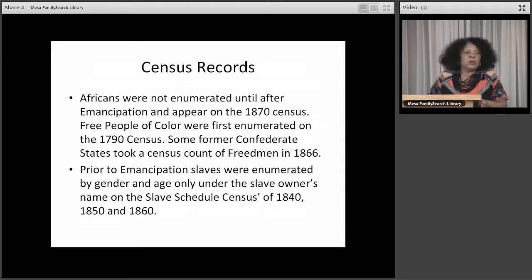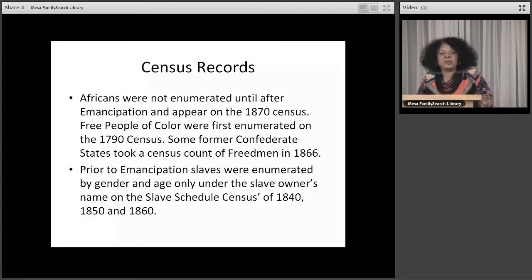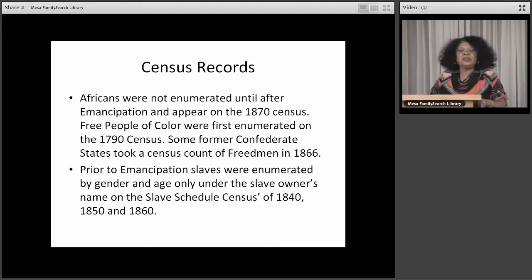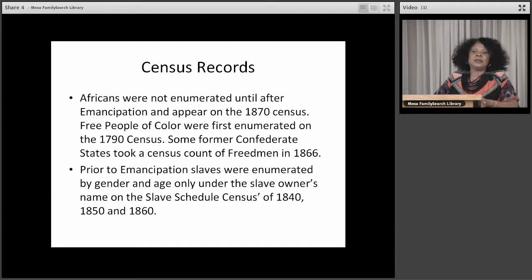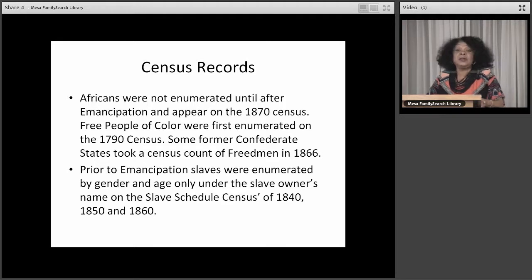After the Civil War, in some of the southern states, in 1866, they took a special census of the newly freed Africans. Some states still have this, and they are available. Usually it'll be county by county, not for the entire state.